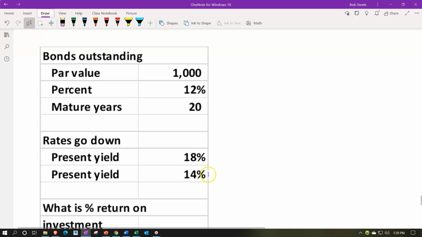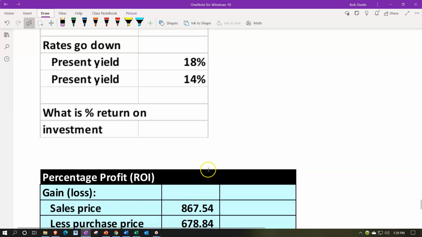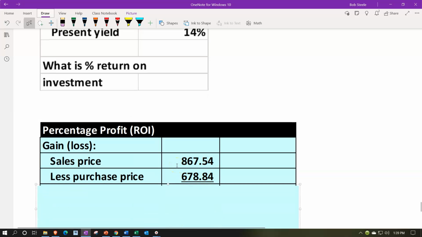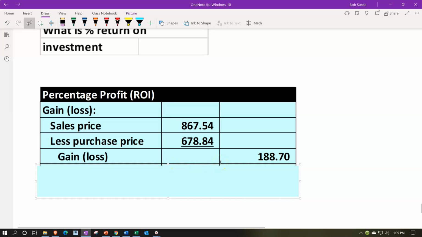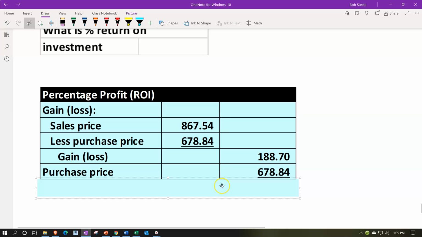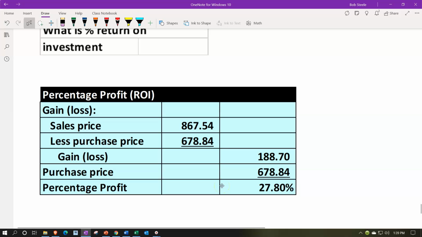Therefore, if we sell it at this point, you would think that we would sell it at a gain, right? So we got the 867.54, what we sold it at, minus the 678.84, what we purchased at. That's going to be then the gain of the 188.70. And then we can compare that to the purchase price. We purchased them for that 678.84. If we take that 188.7 divided by the 678.84, make it a percent, we get the 27.80%.